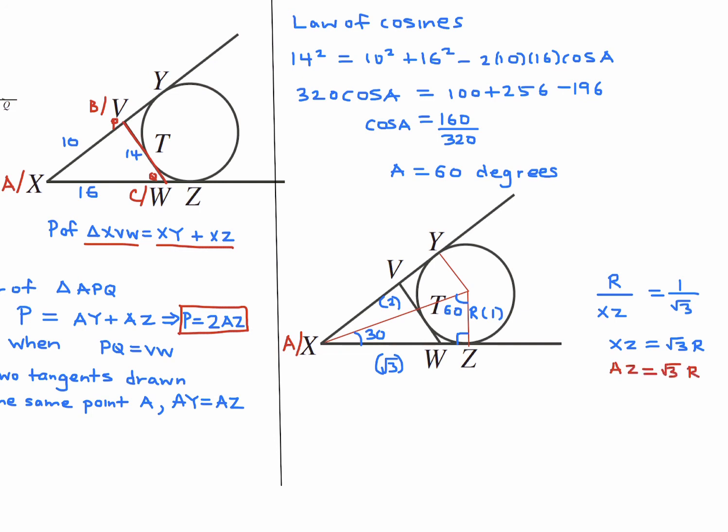And what I can do is I can put that into this formula, and we get a very nice result that the perimeter is equal to 2 times AZ, but AZ is root 3 r, so 2 times root 3 r. So this is going to be our perimeter. Now all we have to do is figure out r, which is the radius of that circle, and we'll be done with the question.